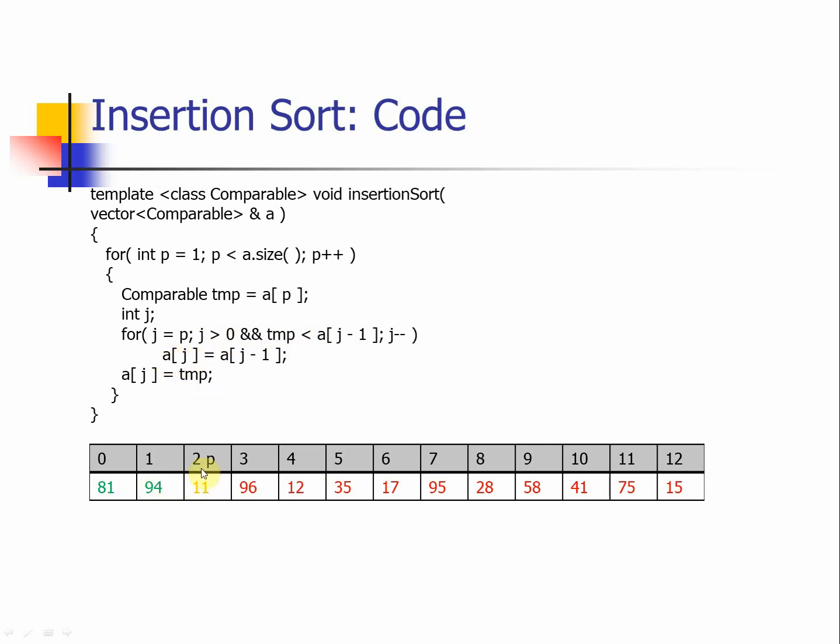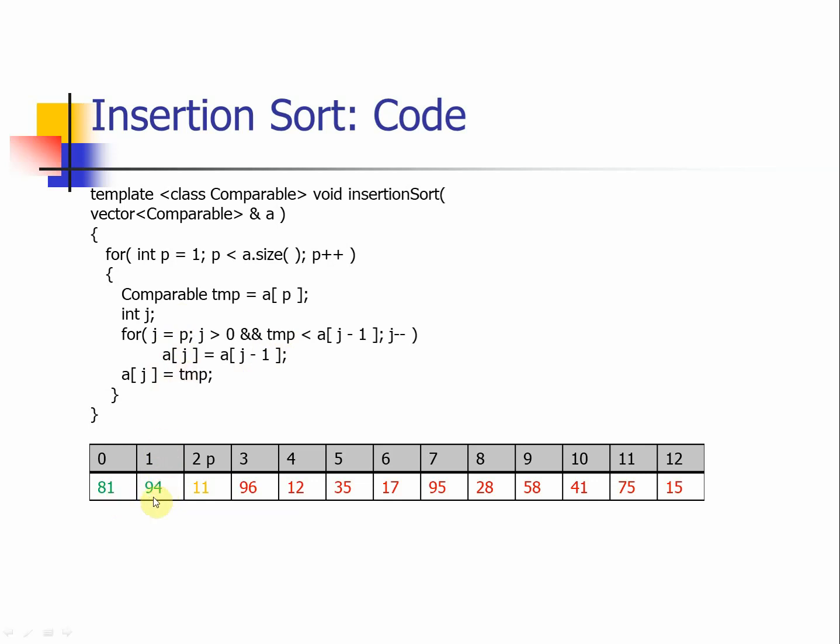So you can see a of j, which is index 2, equals a of j minus 1. So 94 will still stay in here, and 11 will ideally come in here, but you still need to test whether or not you need to swap. In this case, it's also a true statement because at this time, j equals 1 and j is greater than 0, and temp is less than a of j minus 1, which is 81, and 11 is less than 81, and therefore we need to swap the two values.